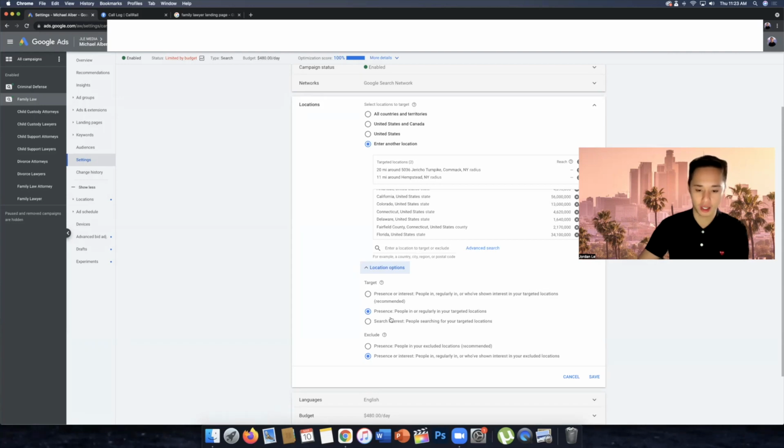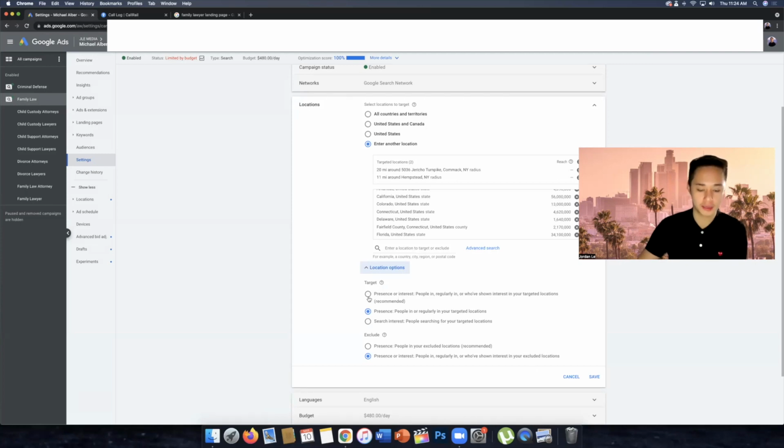So you want to target people in or regularly in your targeted location, right? Google is going to select a different option for you by default. The difference between these two is that you only want to target people who are in your target location. As a default, Google is going to show your ads to people who are not only in your target location, but also who have shown interest in your target location, right? So, for example, my client here is in New York, right?